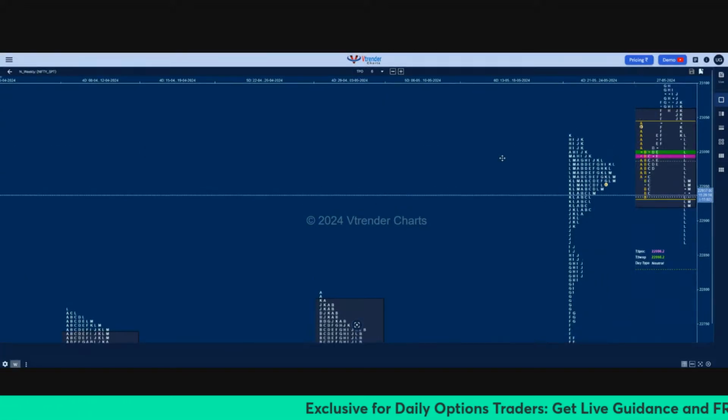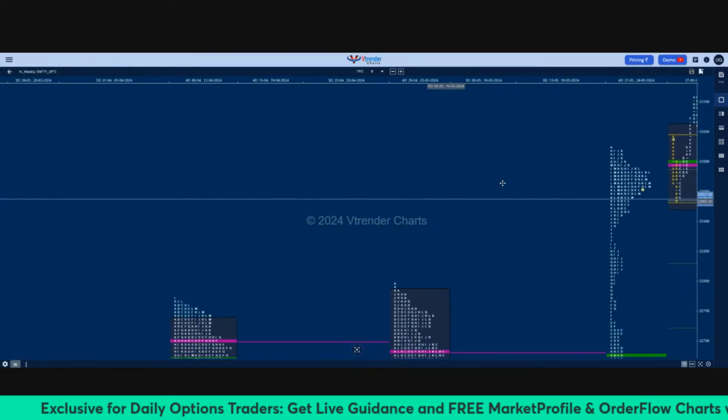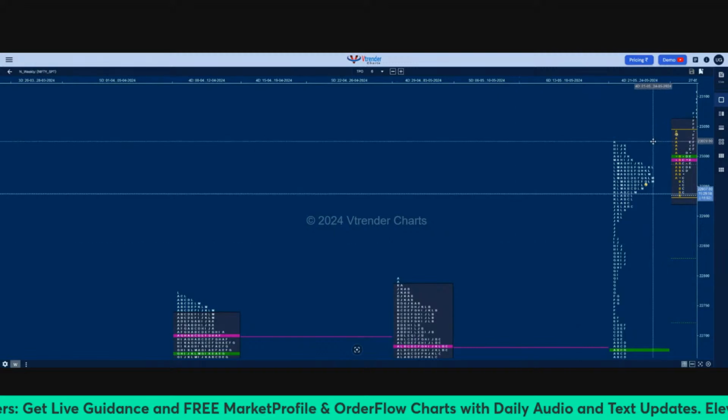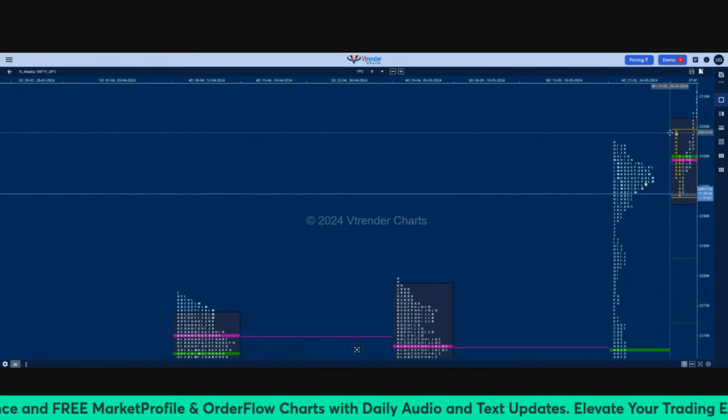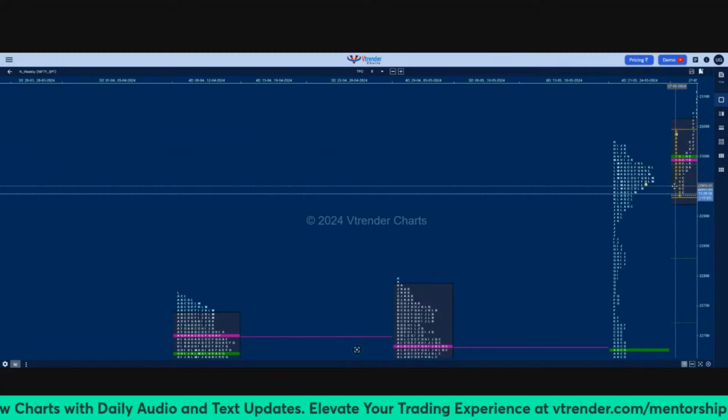So I'll just split this profile and see what we have done today. So we'll take it TPO wise. When we opened above the previous highs, we could not sustain. And what it did was we got back into the previous day's value.